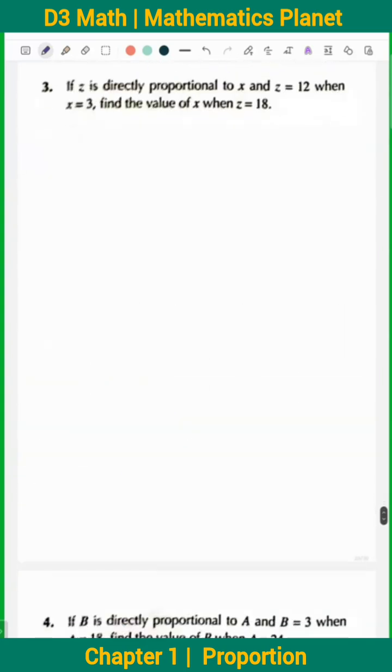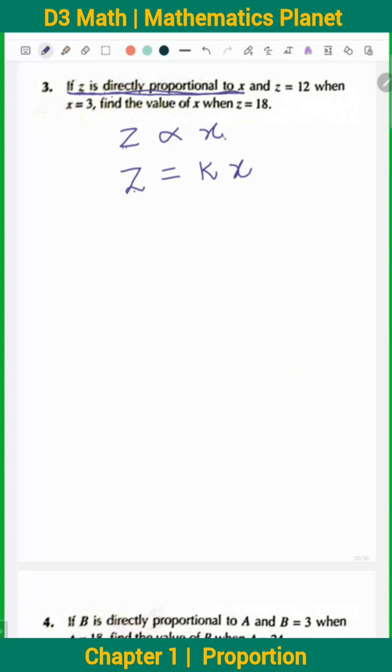If z is directly proportional to x. First of all, the first statement is saying z is directly proportional to x. So just focus on this. We can mathematically write this statement as z is directly proportional to x. And whenever we remove this proportionality sign, we get a constant k, so z is equal to kx. From the first line, we chose the mathematical statement that z is directly proportional to x, which can be written as z is equal to kx.